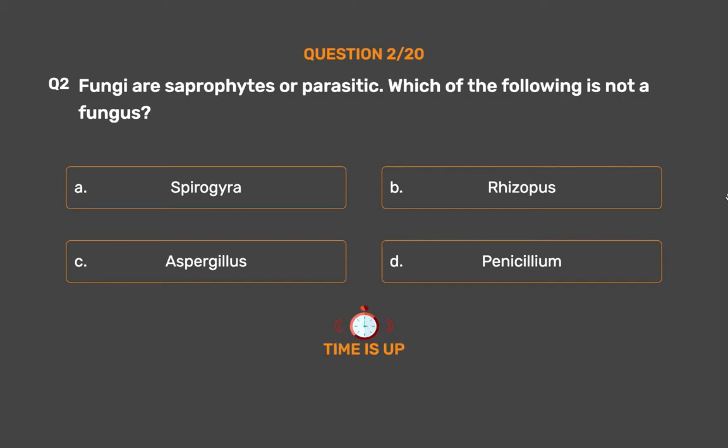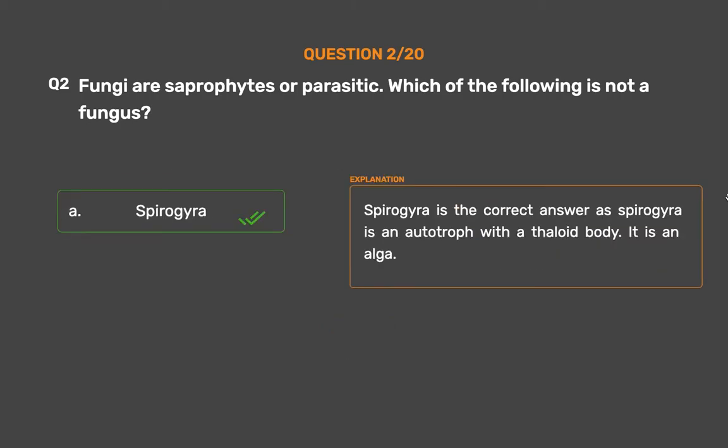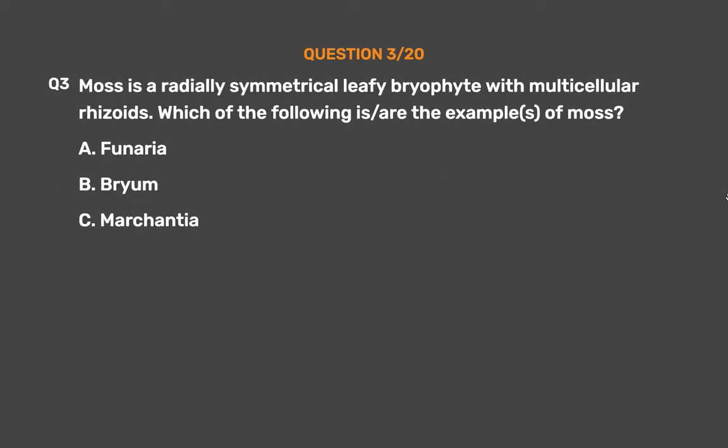The correct answer is Option A. Spirogyra. Spirogyra is the correct answer as Spirogyra is an autotroph with a thalloid body. It is an alga.